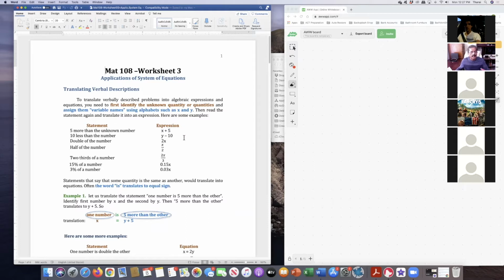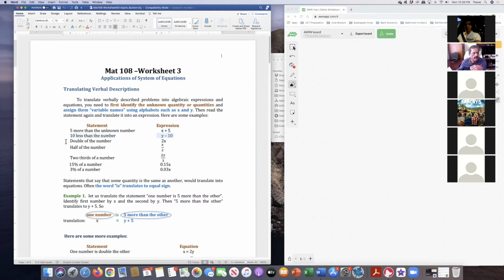I'm going to begin with simple statements that translate to mathematical expressions. This is a better way to see how to translate a word problem into a system of equations. So let's start with the translation of verbal statements into mathematical expressions. If a statement says 5 more than an unknown number, then you introduce the name X for the unknown number, then 5 more than that number will be X plus 5. 10 less than a number, so you identify the number as Y, then 10 less than that will be Y minus 10.